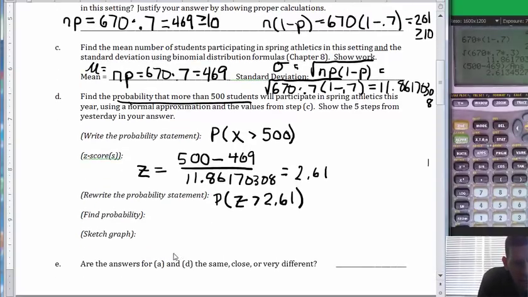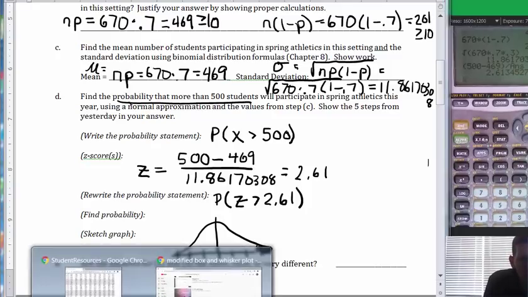You could sketch the graph as the last step or the second to last step. I like throwing it in here first to get an idea of what this is going to look like. So here's my graph. We're going to go 3 tick marks on each side. This is a greater than problem, so I'm going to go to 2.61 and shade over here. You can tell the probability we've shaded in isn't terribly big.